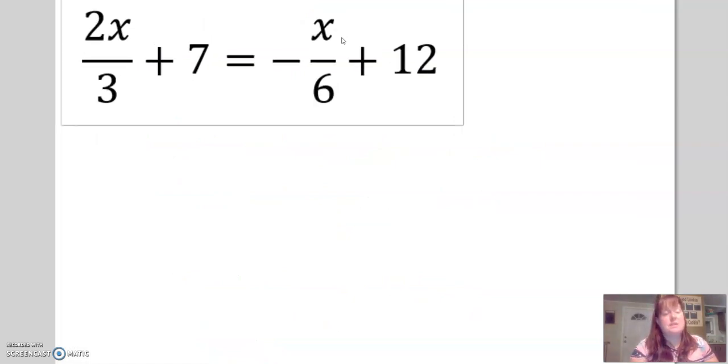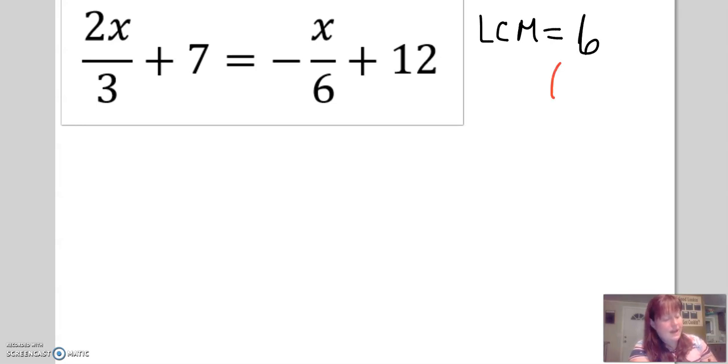2x over 3 plus 7 equals negative x over 6 plus 12. So again, I want to clear the fraction. So what number could I multiply every single thing by and it would clear my fraction? Well, the least common multiple of 3 and 6 is 6. Because if I multiply this by 6, it'll clear that. But if I multiply this by 6, it'll also clear that. Okay? So my least common multiple, or least common denominator, however you want to say it, is 6.